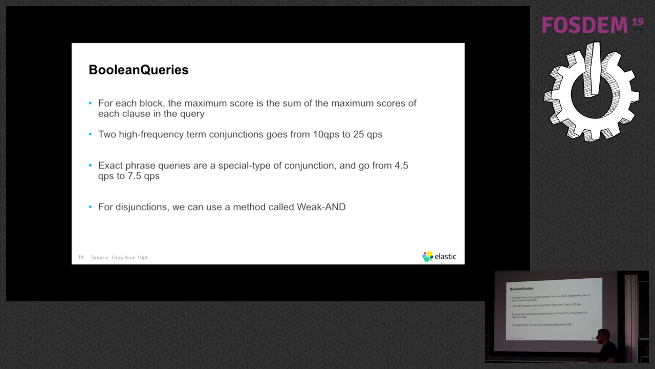The impressive speed up here, the most interesting thing for Boolean queries, is for disjunctions. So X or Y. And here we could use something called weak and, or WAND. Adrian had a nice picture of a wand in all this, but I couldn't work out how to copy it over in time. So you'll have to make do with a wand in your mind as opposed to on the screen.